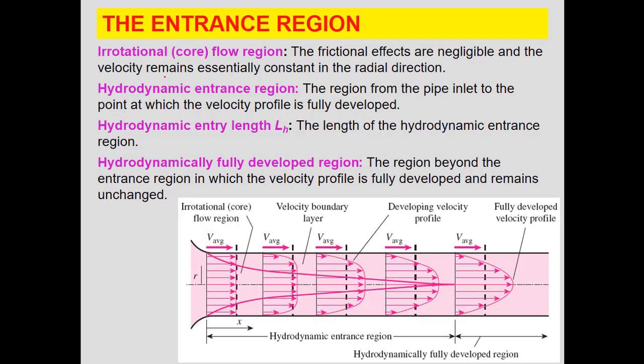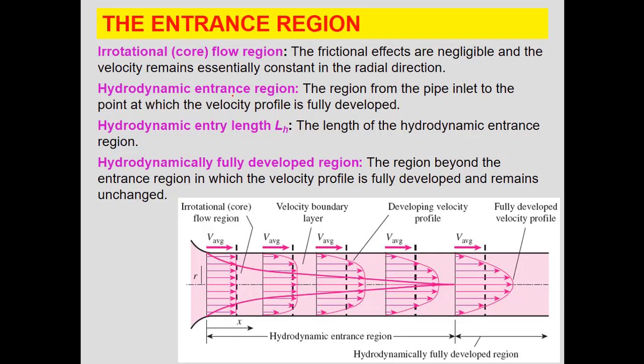A irrotational or core flow region is the part where the frictional effects are negligible and the velocity remains essentially constant in the radial direction. This part. This is the irrotational core or flow region. You can see here velocity is constant and the friction is negligible.